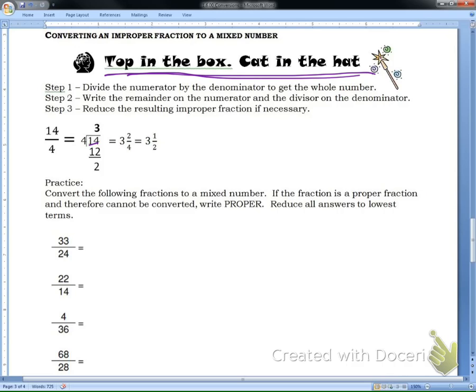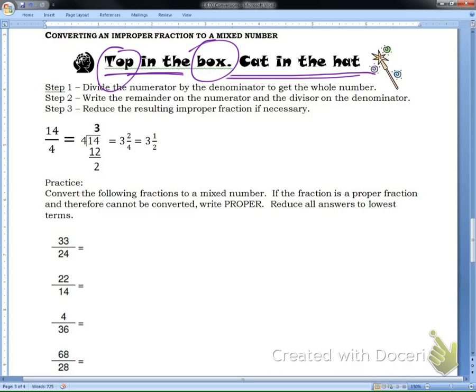So what I mean by top in the box means you take that top number, your numerator, and put it inside your division box. Like what you see here, the 14 is inside our division box. And then you have to divide. Well, 4 goes into 14 3 times without going over.